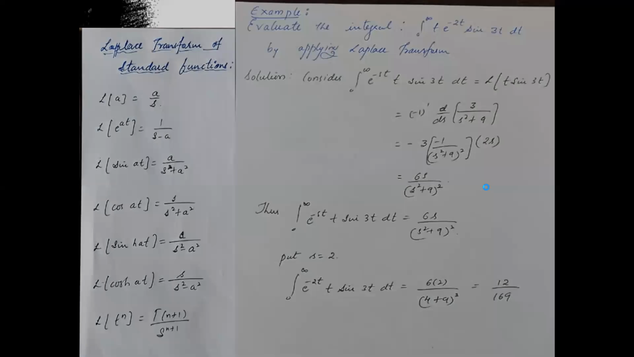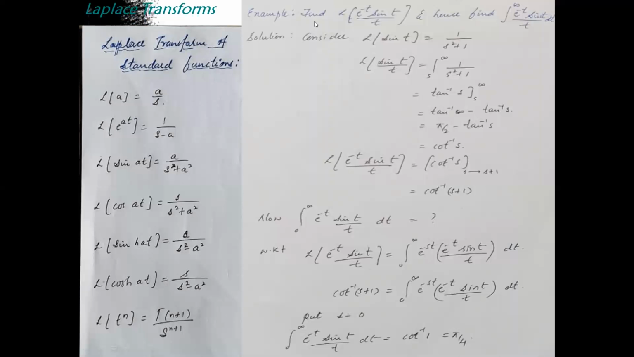Let us go for one more example. Find Laplace transform of e raised to minus t sin t divided by t, and hence find integration from 0 to infinity e raised to minus t sin t divided by t dt. That is, it is again this function only under the integral side. So first you have to evaluate the Laplace transform, then write the integral of the function f of t. So it is again evaluation of this integral using the Laplace transforms.